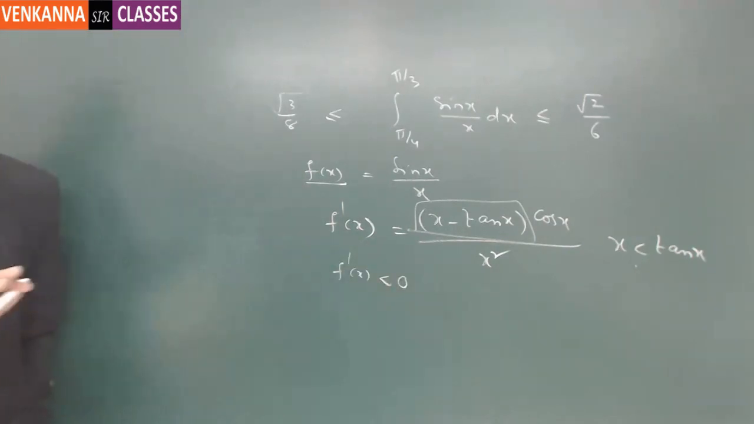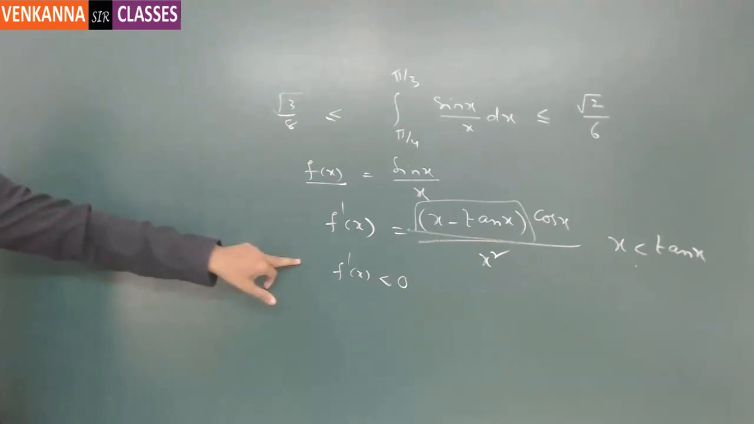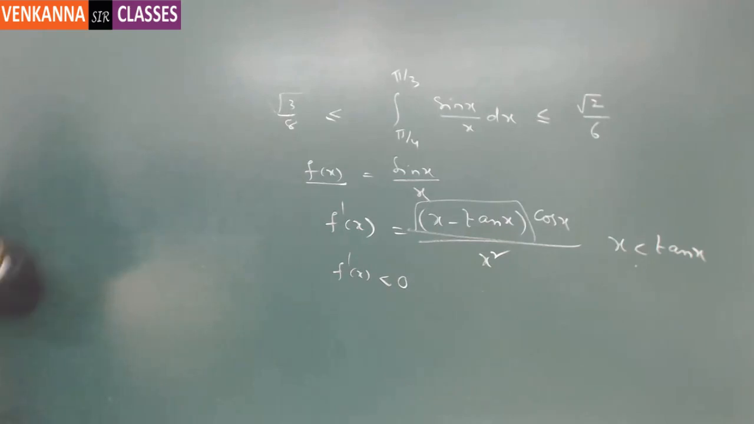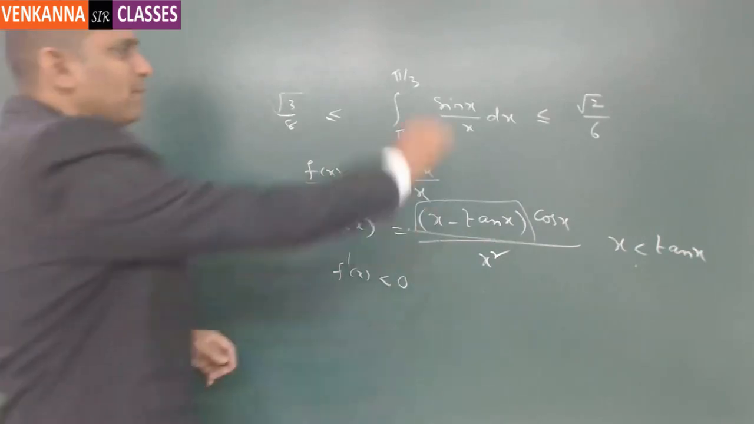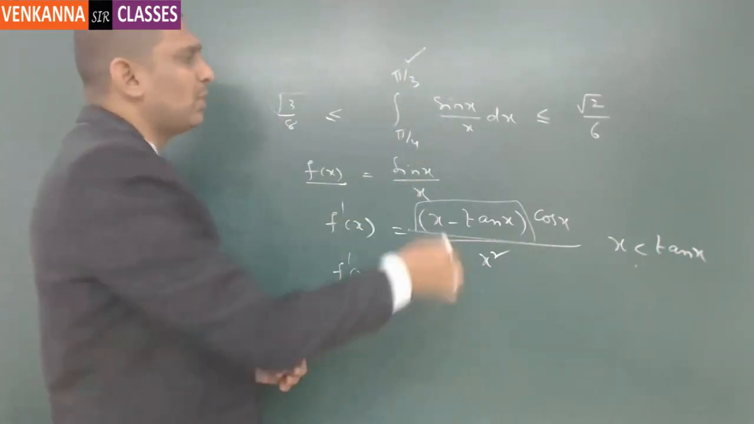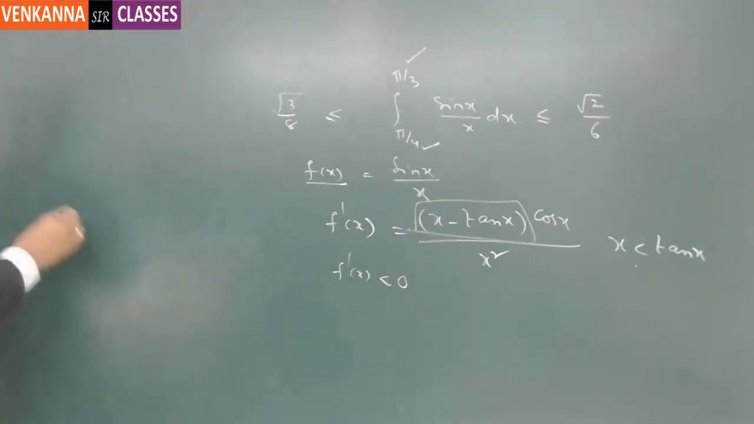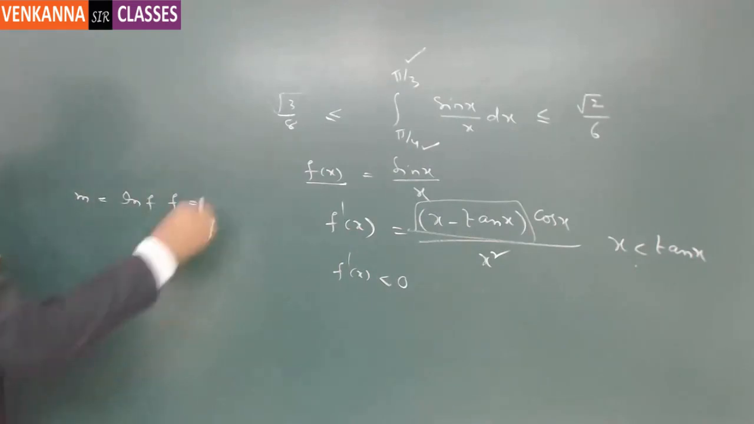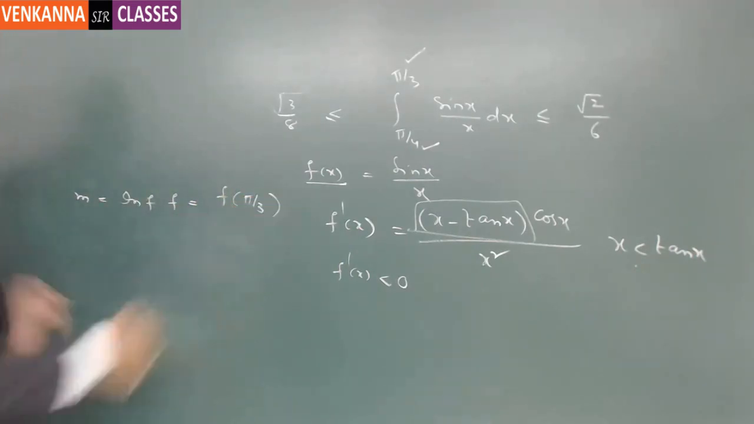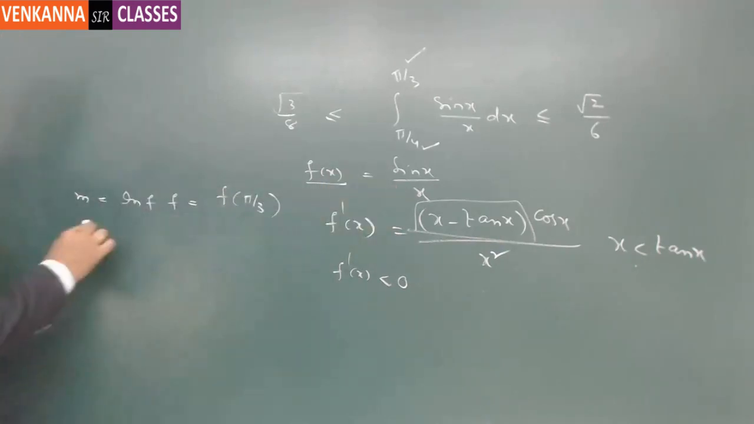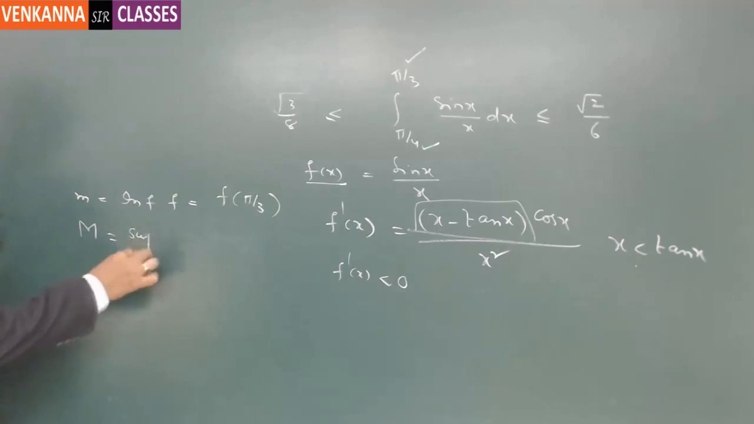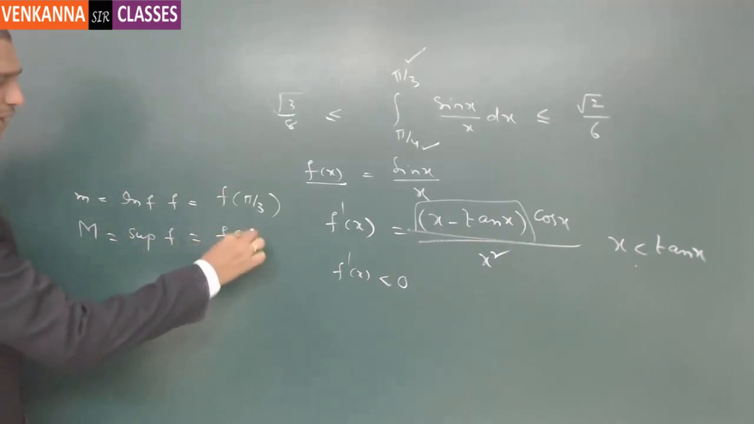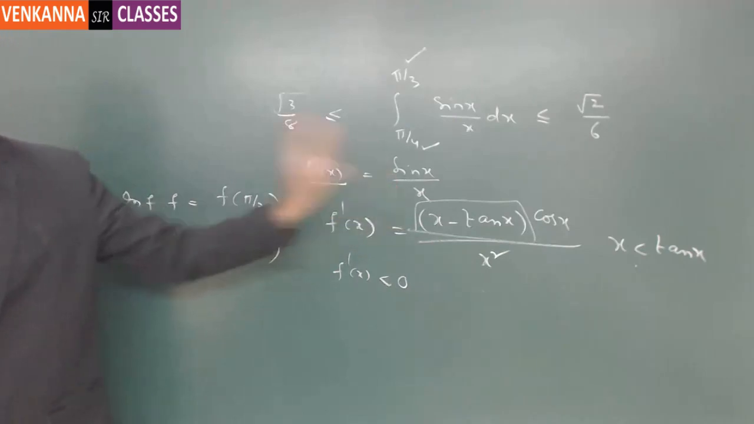I am giving the illustration of how to solve the problem. You can solve it on your own. Since f dash is less than 0, the function is a decreasing one. So if you calculate infimum and supremum, infimum will be given by the upper point and supremum will be given by the lower point. So small m is equal to infimum f, which is equal to f of pi by 3. You substitute pi by 3 here. Capital M is equal to supremum f, which is equal to f of pi by 4. You calculate f of pi by 4 here.